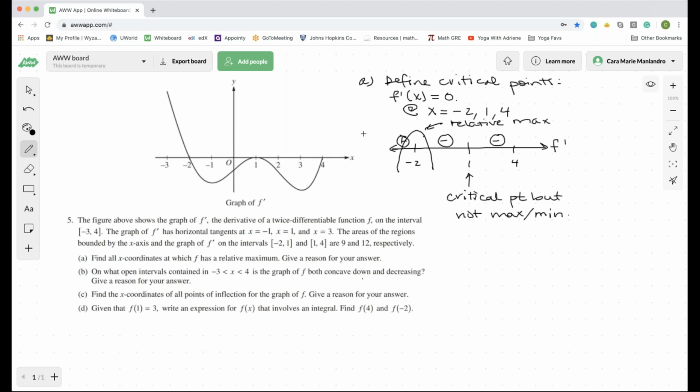Okay, on what intervals is the graph both concave down and decreasing? Let's start with the easy part of this. We know that a graph is decreasing when f prime of x is less than 0. So we know that it is decreasing when we have -2 to 1 and 1 to 4. Everyone agree with that?